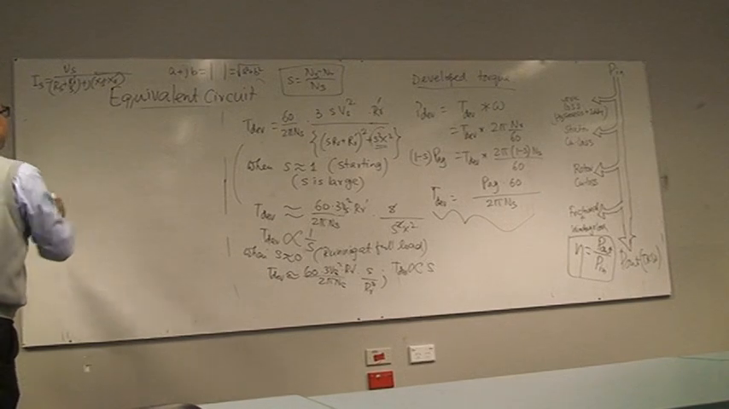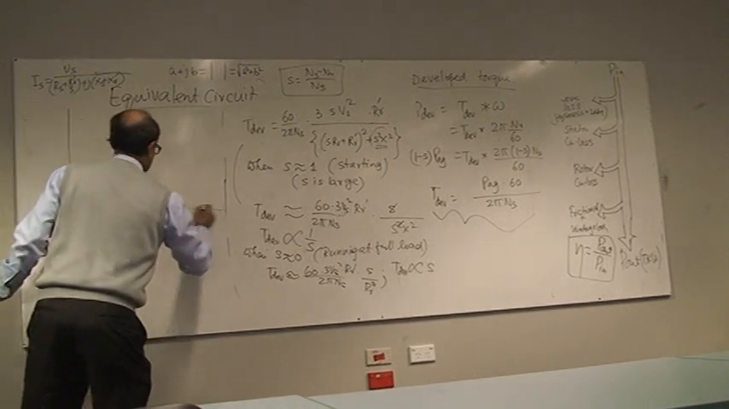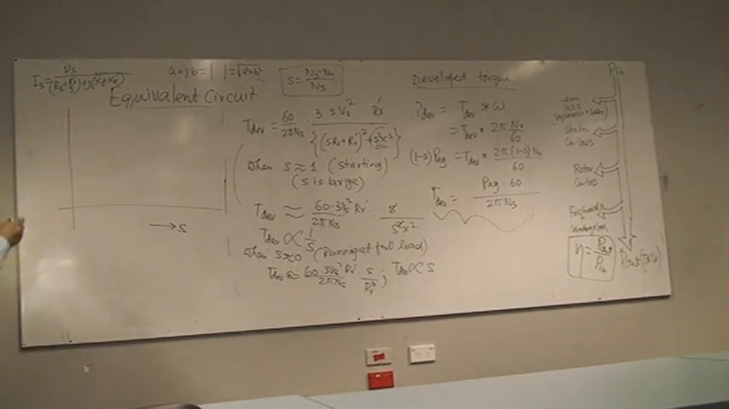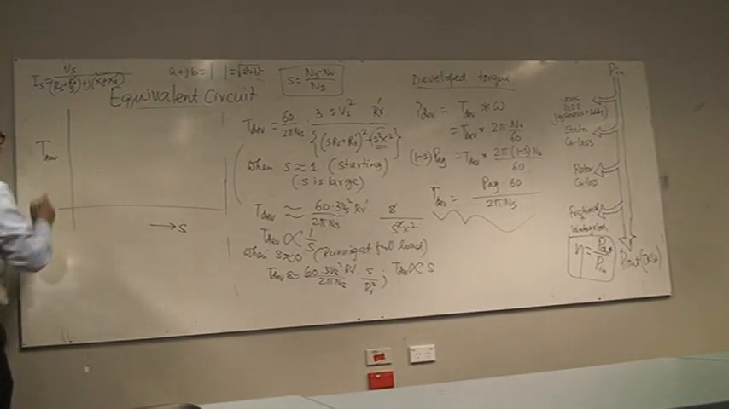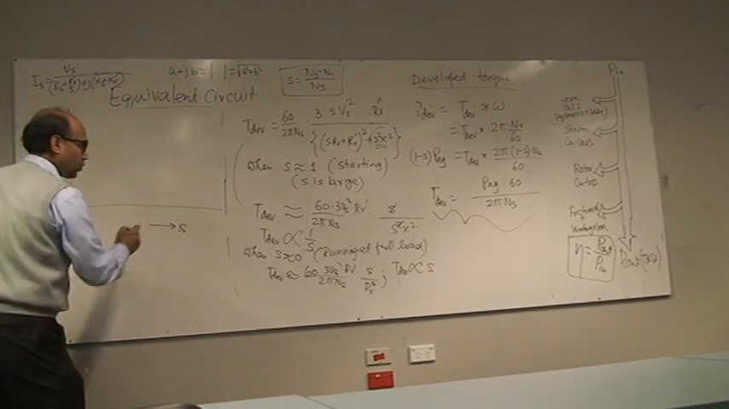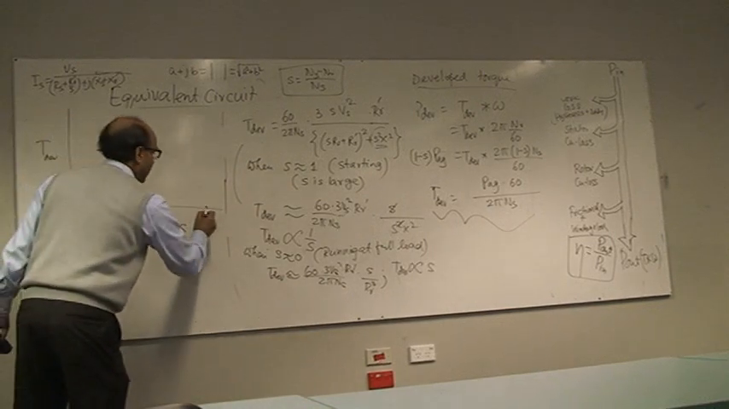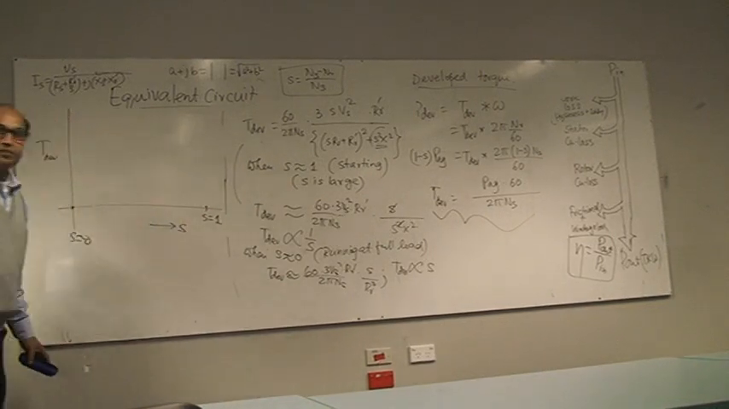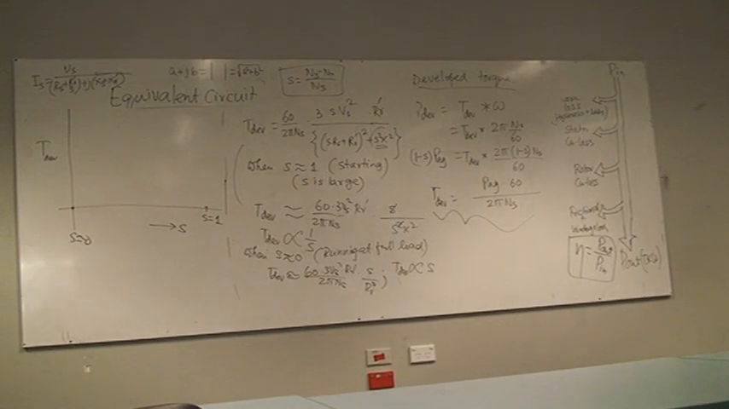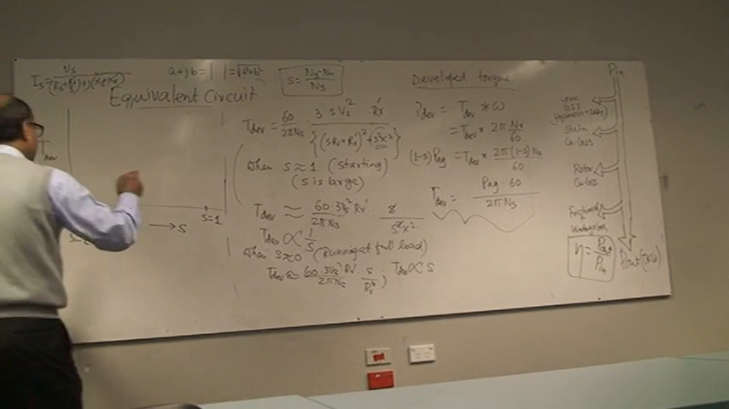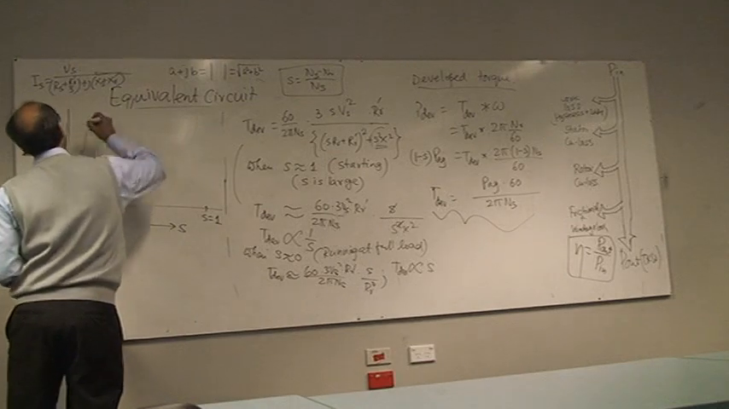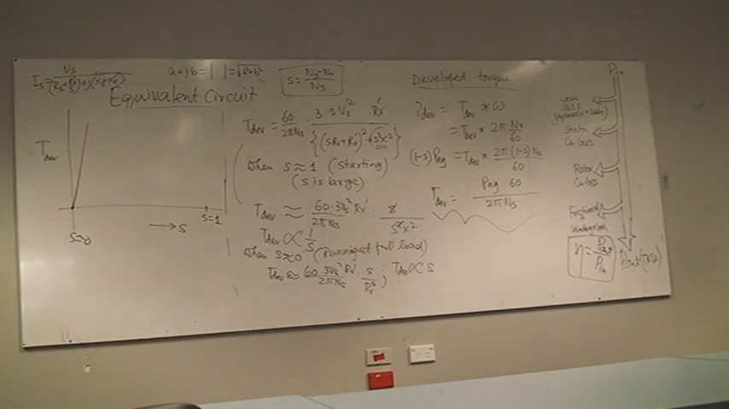So now if I draw, this is my S, and this is my T developed, whatever it is. Let us say this is close to S equal to 0, and this one close to S equal to 1. I don't know where these characteristics will meet, but I can say that when S equal to 0, my torque is proportional to S. It's just linear.